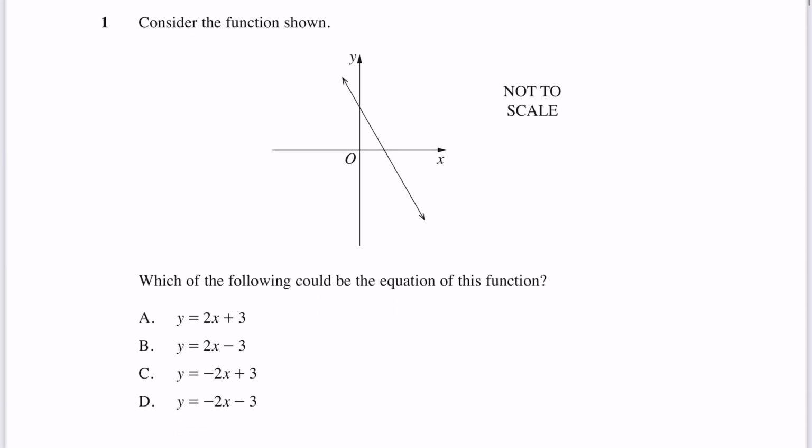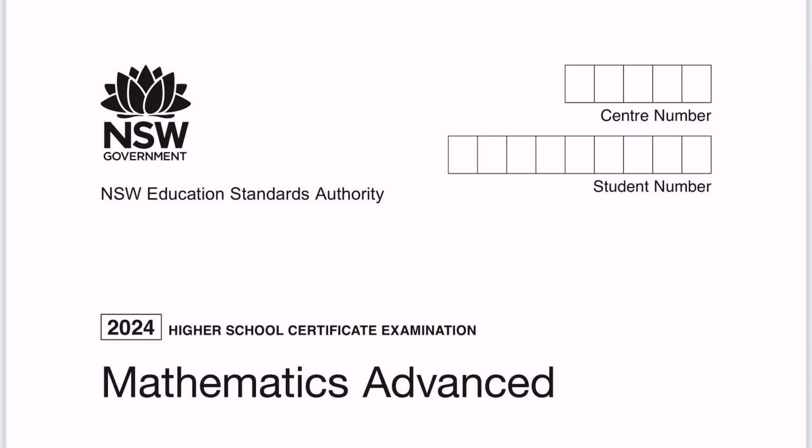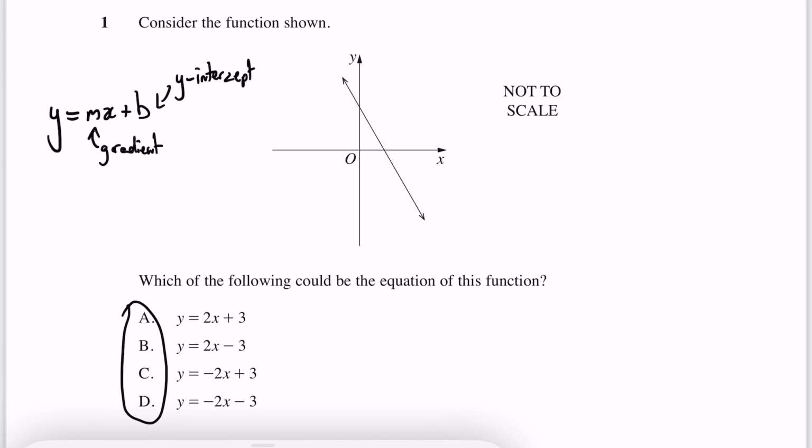So for question 1, the question asks, which of the following could be the equation of this function? What we see is that the equation of the line is y equals mx plus b, where m describes your gradient and b describes the y-intercept. And what we see is that our 4 options have this form.